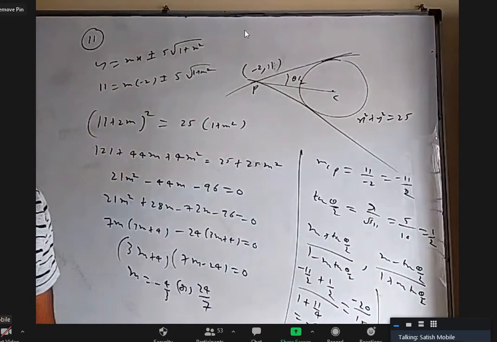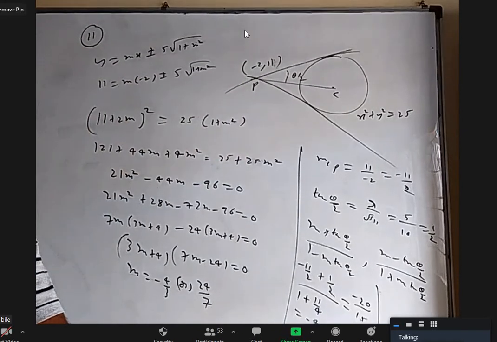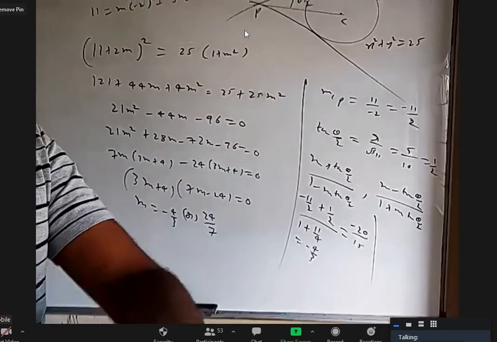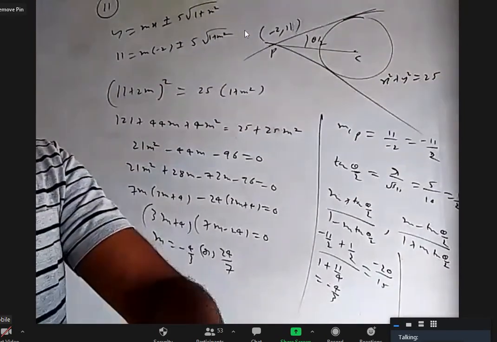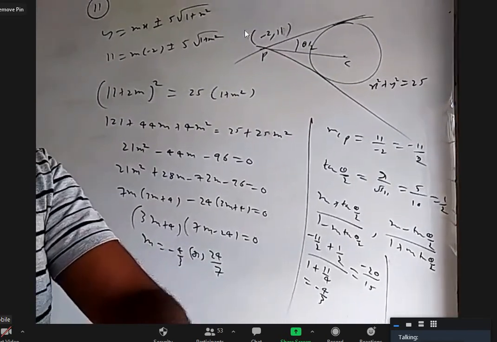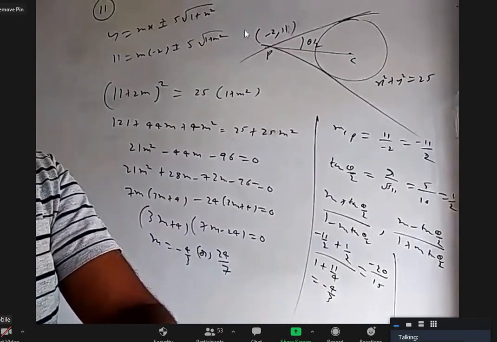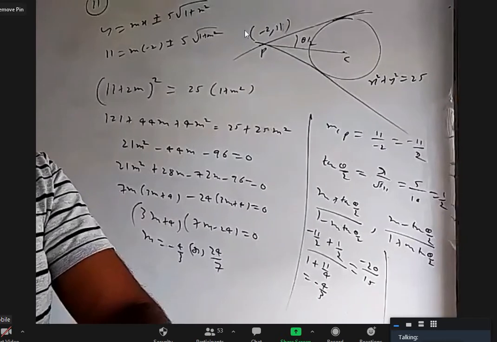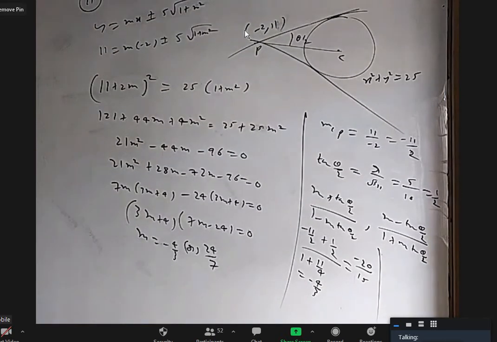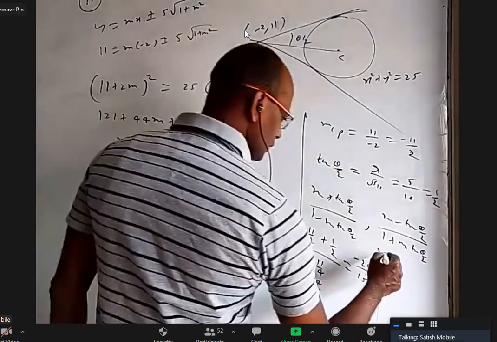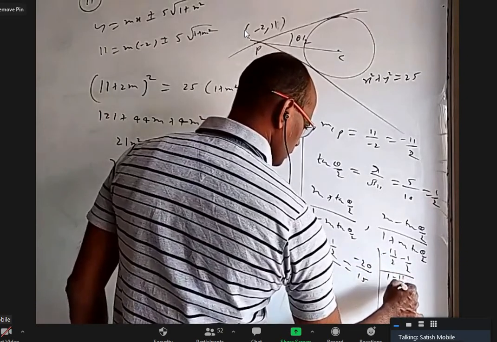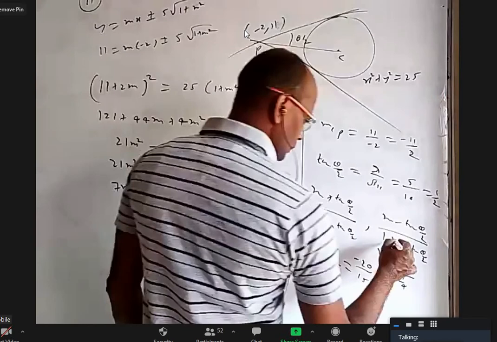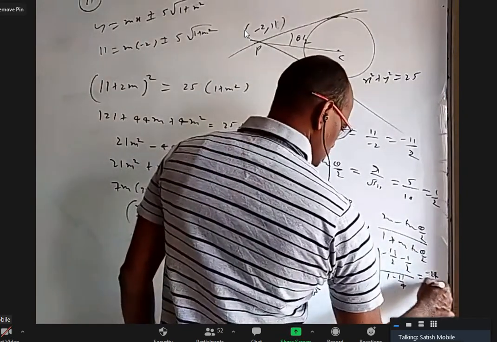Here I'll get minus 11 by 2 minus 1 by 2 by 1 minus 11 by 4. That will be minus 24 by 7.